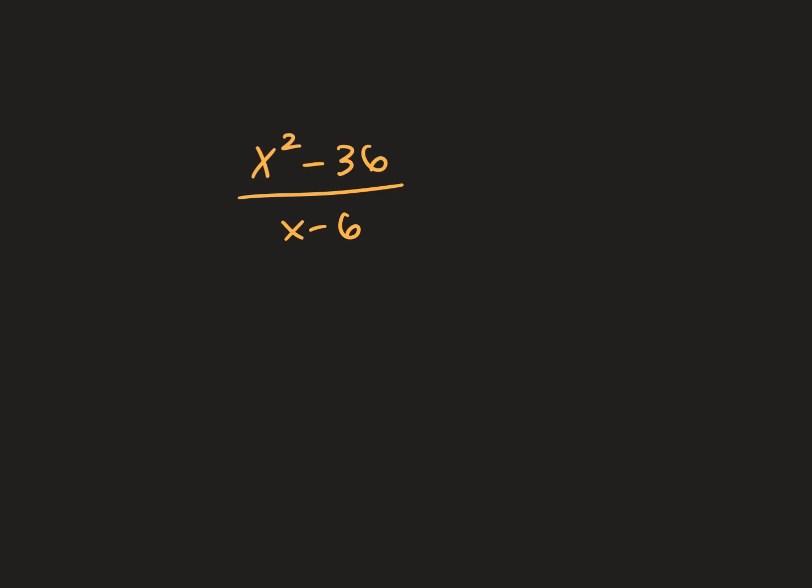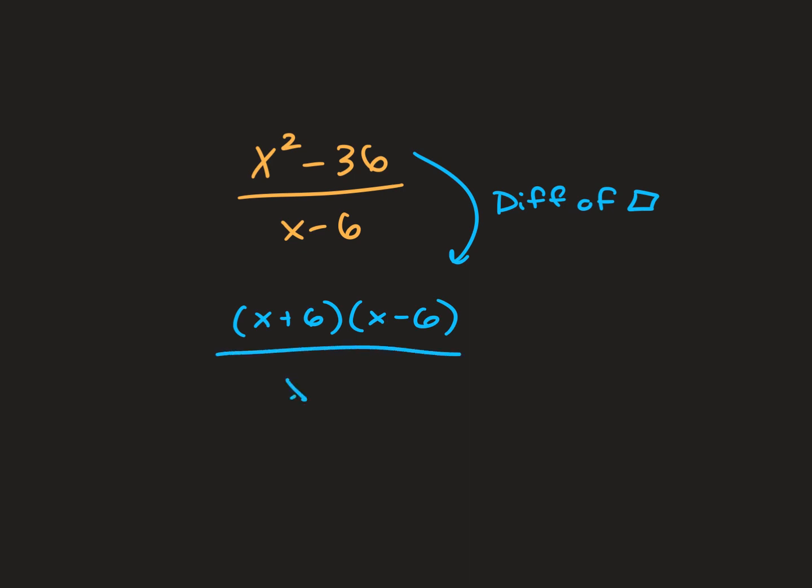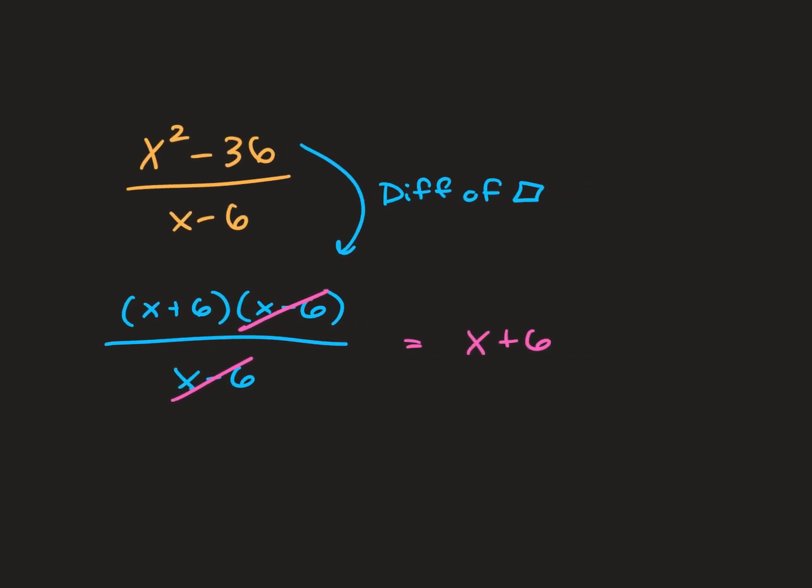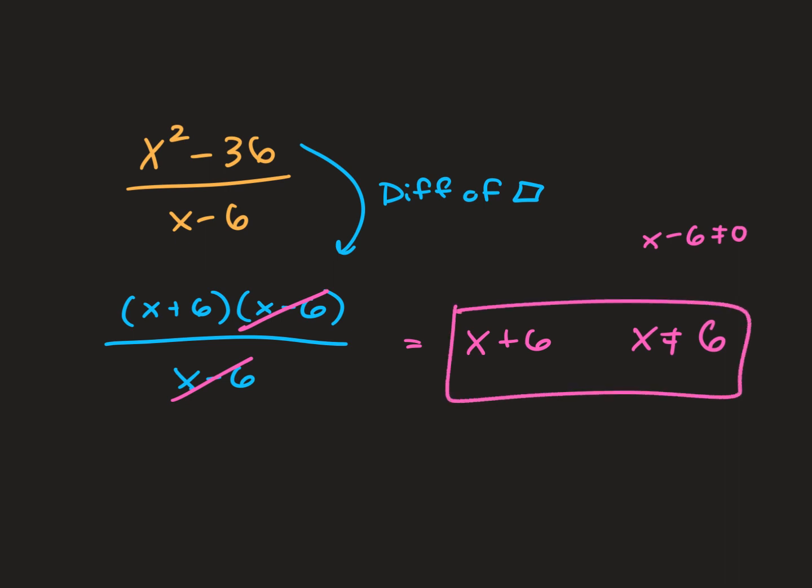Perfect. The top factors into what? X plus 6, x minus 6, because it's the difference of squares. And then we have x minus 6 on the bottom, so these cancel, and I'm left with x plus 6. And what can x not equal? X cannot equal 6. We would say x minus 6 does not equal 0, so x does not equal 6. Perfect.